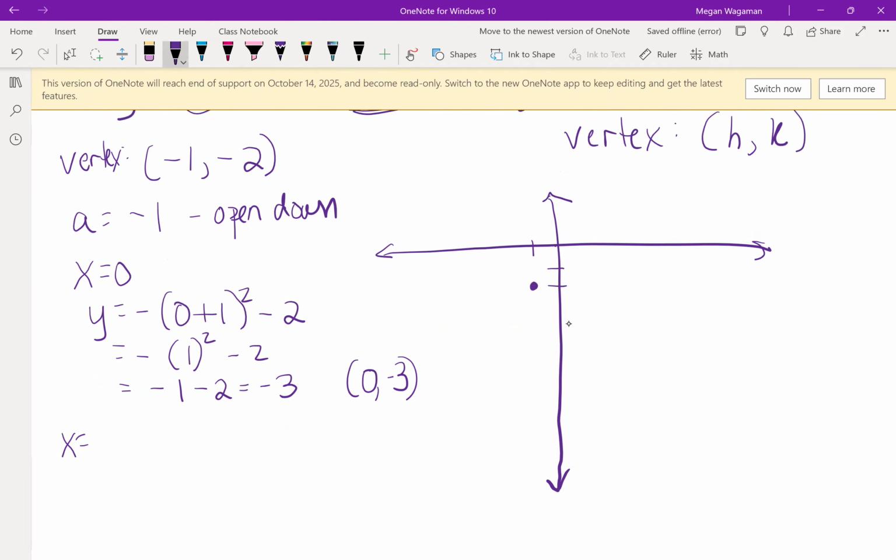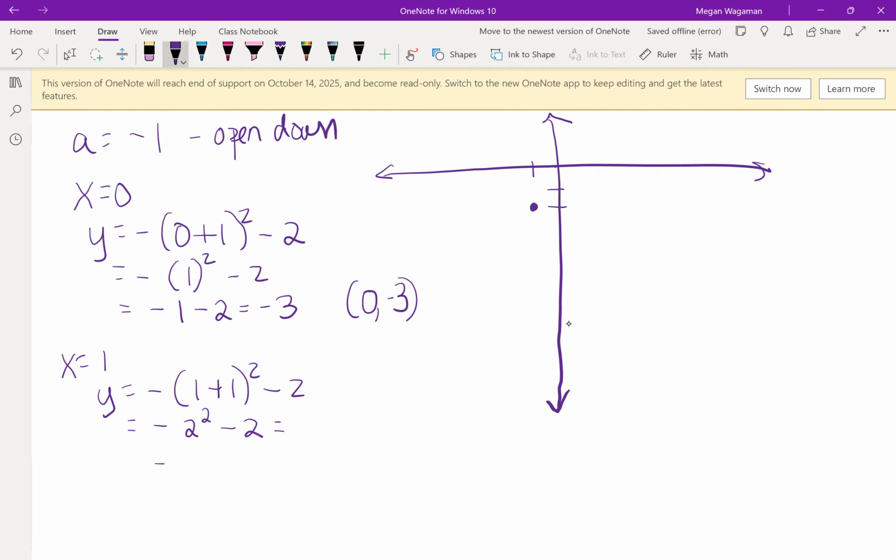And let's get another one. If we do x equals 1, y is going to be -1 plus 1 squared minus 2. So this is going to be -2 squared, which is equal to -4 minus 2, which is -6. So we're going to have another point at 1, -6. So we've got 0, -3, 1, -6. And sure enough, this looks like a parabola that's opening down from our vertex.